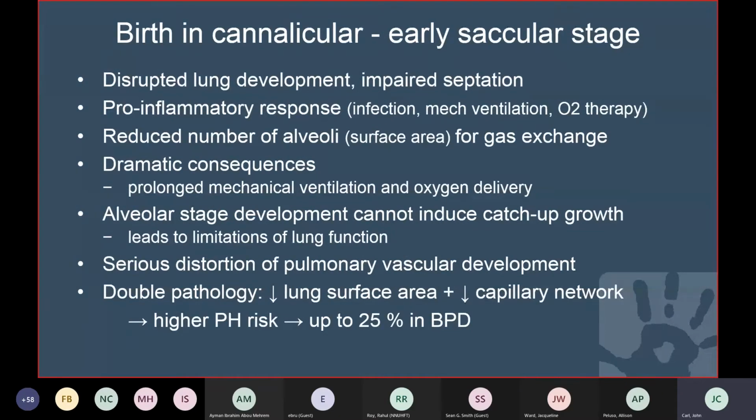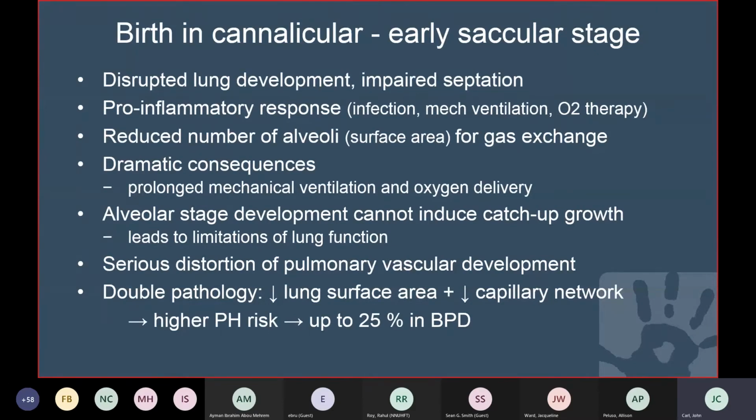So I hope I've talked about the birth in the canalicular early saccular stage as that of a disrupted lung development and impaired septation, the pro-inflammatory response that initially is used with steroid, mechanical ventilation, etc., the reduced number of alveoli allowing for lung growth to manifest and improve that. The consequences are huge for inappropriate early high pressure, high oxygen level mechanical therapy, and also the strategies for weaning as the patient continues to develop for decreasing oxygen delivery, level of oxygen.